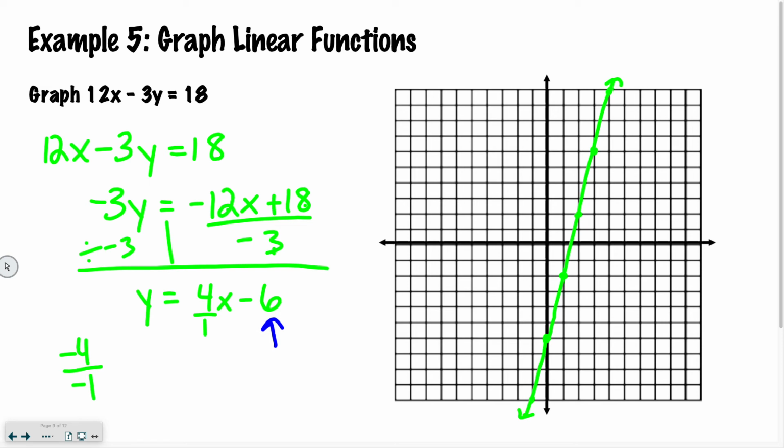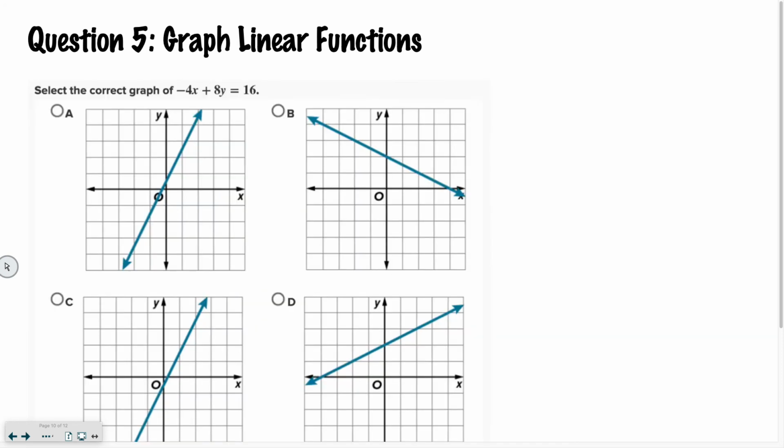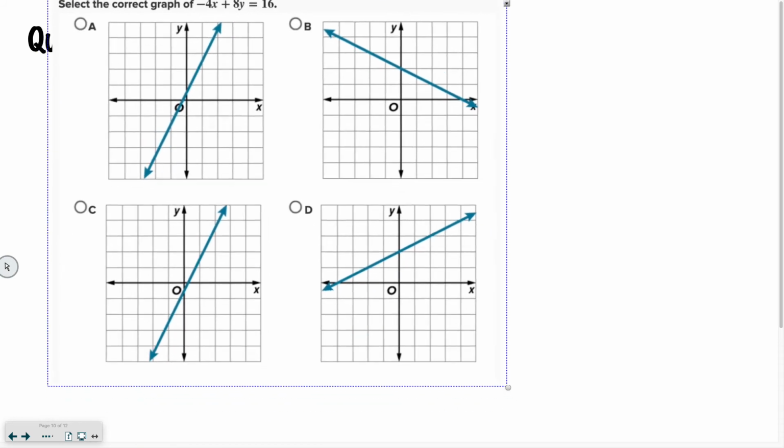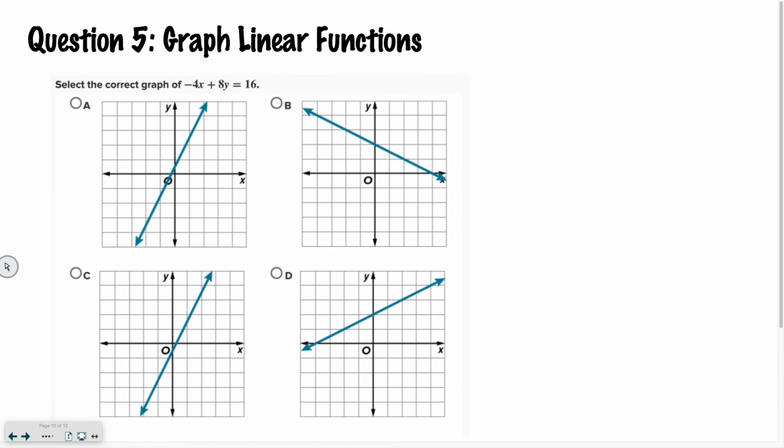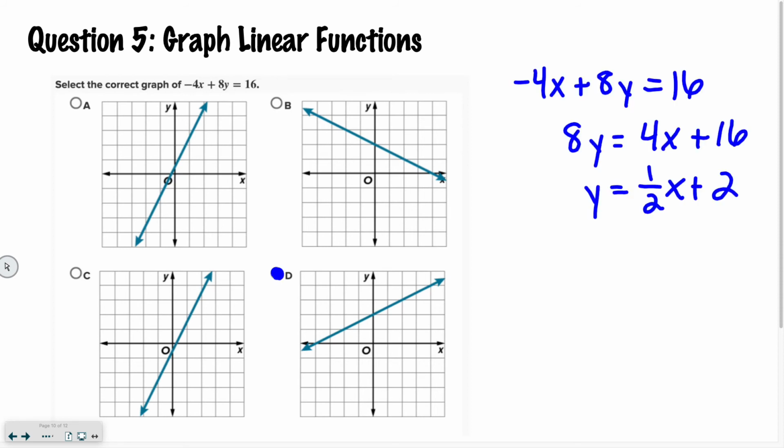All right. Now I want you to look at these. I'm going to make this a little smaller so it's easier to see on the screen. I want you to select the correct graph of -4x plus 8y equals 16. Good luck. All right, for this problem, hopefully once you changed it to slope-intercept form, you got y equals 1/2 x plus 2. And if you looked at your graphs, you could see that my y-intercept is at 2.